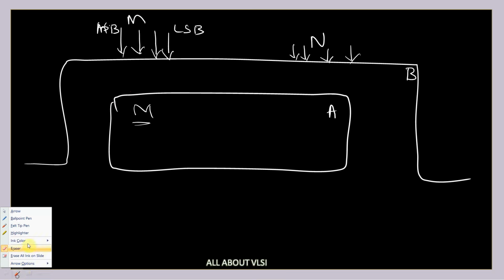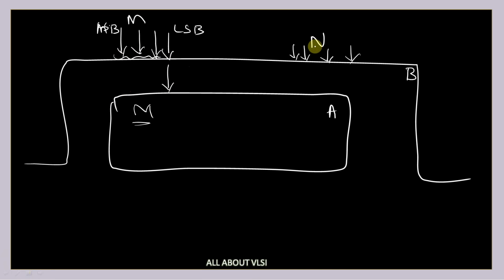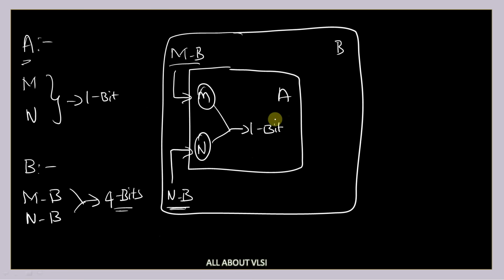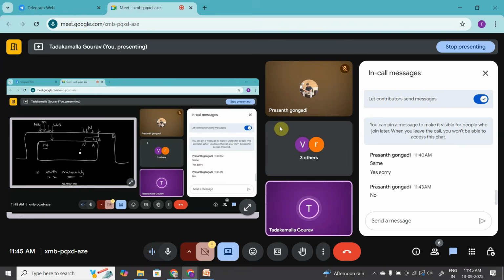Only the LSB of M underscore B will be connected with the bit M, and the remaining will be left unconnected. Here also only the LSB will be connected and the remaining will be unconnected. This particular concept is known as width mismatch. If we mismatch the width, there is no issue, but it is not recommended. Width mismatching is not recommended. And same with the output ports also. Is it clear? This is case one, is it clear?